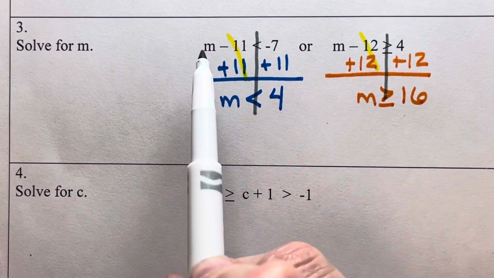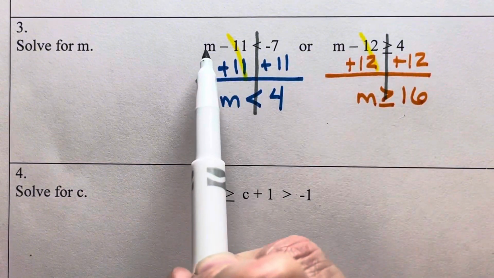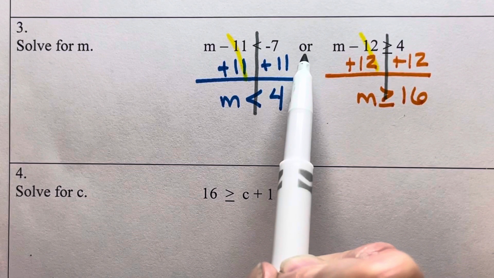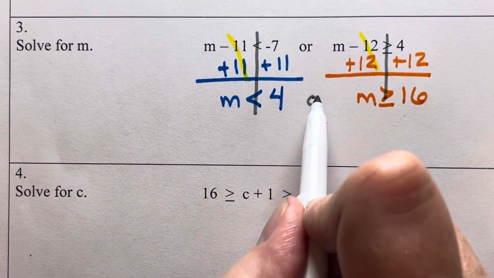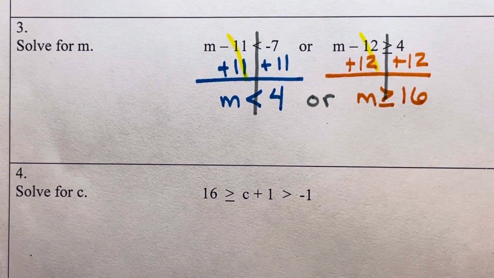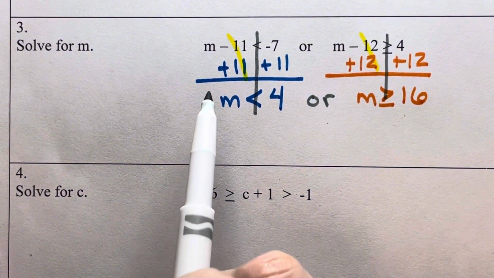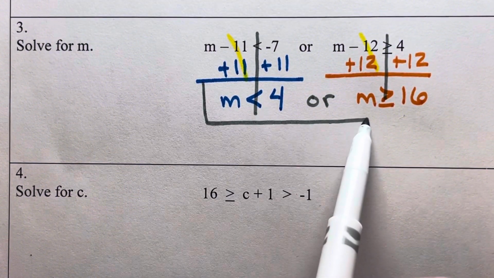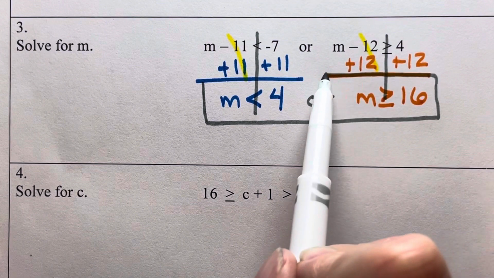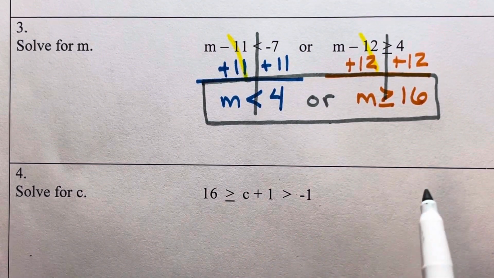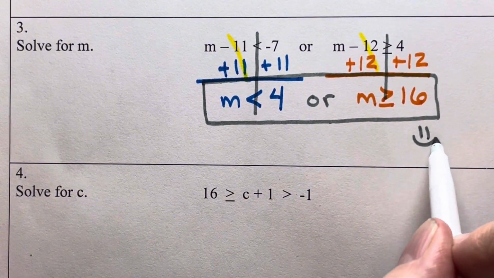And just like our original inequalities had an or between them, our final answer will also have the word or between them. Thus, m is less than 4, or m is greater than or equal to 16. And there you go.